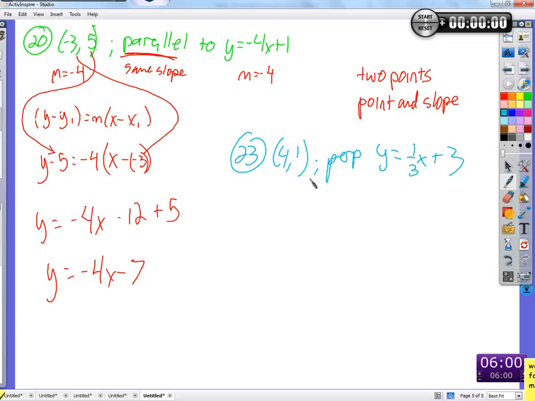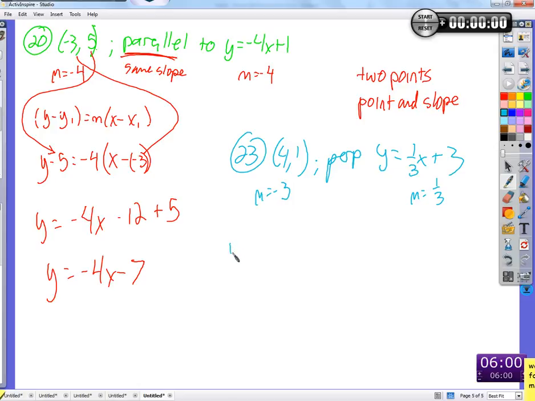The point is on our line. And what else can you tell me about this line? What else can we say about that line? The slope is -3, because this slope is 1/3. This line's perpendicular. What does that mean about its slope? Opposite reciprocal. So -3/1, -3.